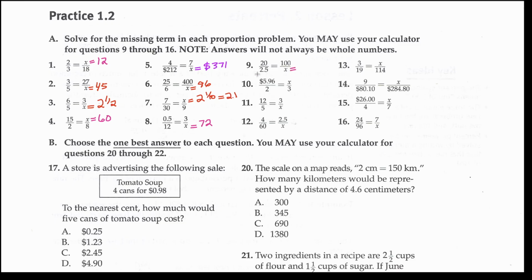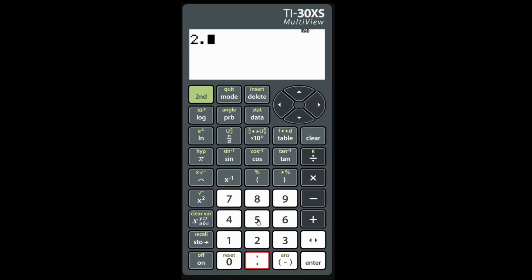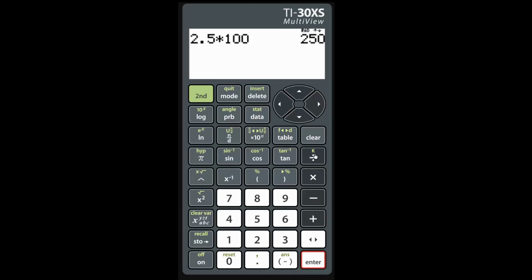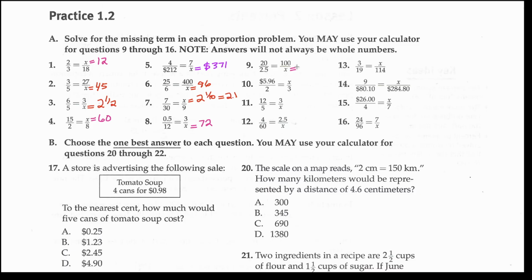And to find the value for x, we have to multiply 2.5 times 100. 2.5 times 100. So enter. I get 250. 250 divide by 20, and that's equal 12.5. 12.5 is your answer. So I'm going to put 12.5 here.